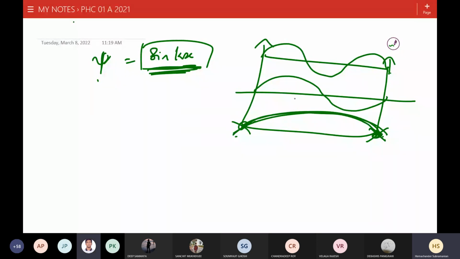Sir, is that n related to the principal quantum numbers that we study? This is the same as principal quantum numbers. That n, in n pi by a, the n is the principal quantum number.